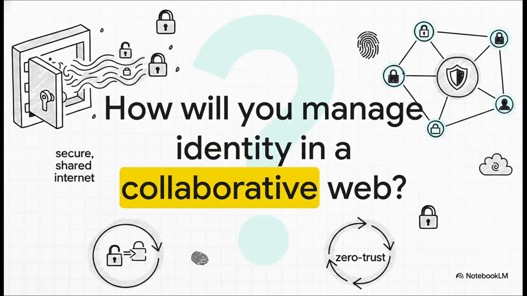Which leaves us with this final thought. The infrastructure for a truly secure shared internet is officially here, guys. The walls of the solitary vault have opened up, but the security remains completely intact. So as we step into this brand new era of v2.5, the ultimate question for you is right there on the screen. How will you manage your own identity in a zero-trust, collaborative web?